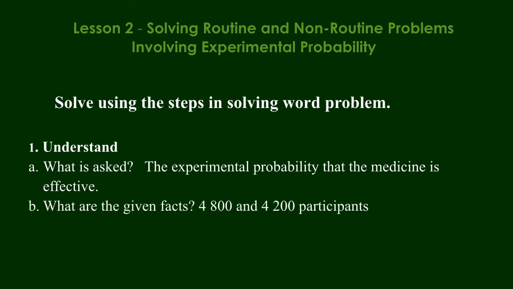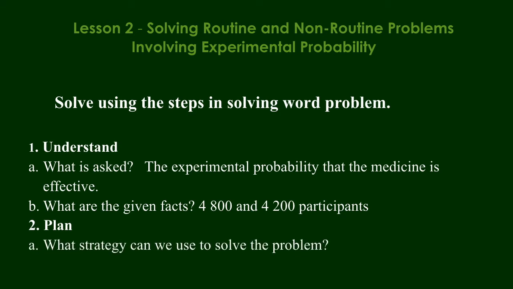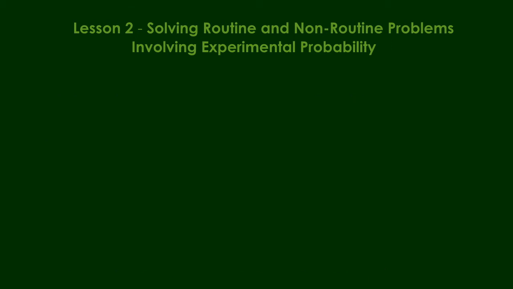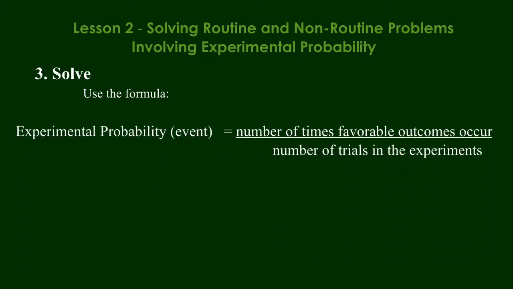B. What are the given facts? We have 4,800 and 4,200 participants. Step number 2, plan. What strategy can we use to solve the problem? Use the formula in finding experimental probability. Third, solve. By using the formula, experimental probability of an event is equal to the number of times favorable outcomes occur over the number of trials in the experiment.